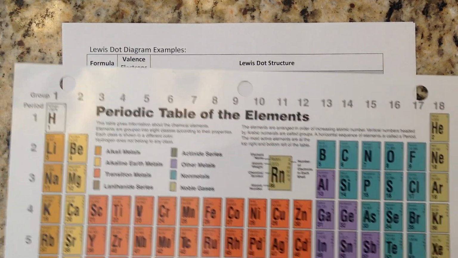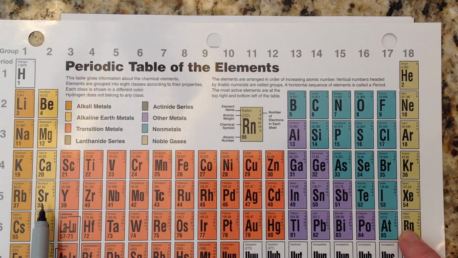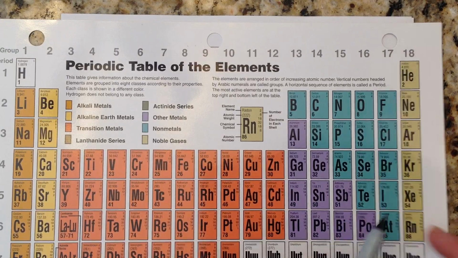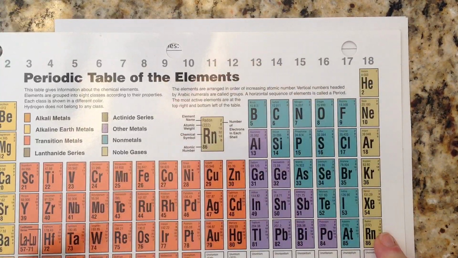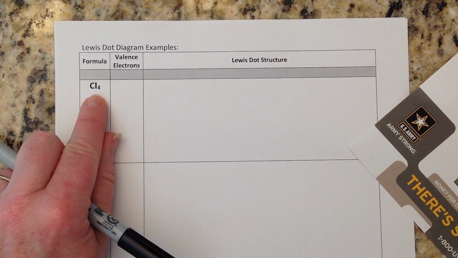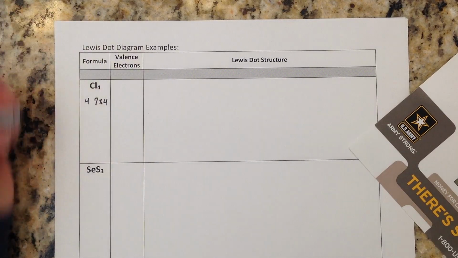Iodine has, it's right here, iodine's got 1, 2, skip the D block, 3, 4, 5, 6, 7 valence electrons. Some of you just may know that because it's a halogen and you've already learned that in your chemistry class. So iodine has 7 valence electrons, but there are 4 iodines.